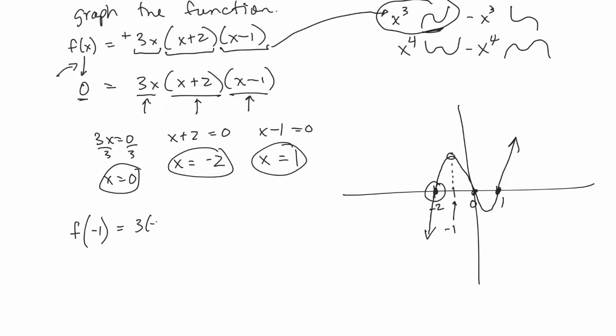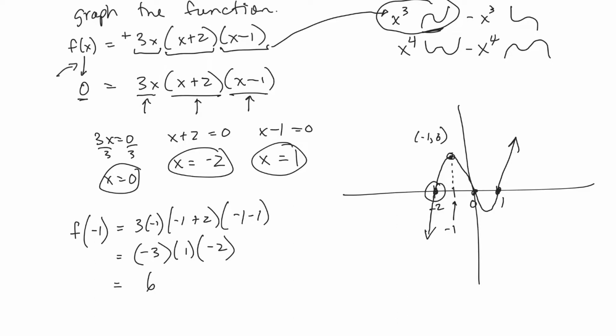It'd be 3 times -1, times -1 plus 2, times -1 minus 1. So this would be -3. This would be a +1. And this would be a -2. So -3 times 1 is -3. -3 times -2 turns out to be +6. So that point right there is going to be (-1, 6). And again, I could do the same thing there. I could plug in 0.5 and see how low it goes. But that's the general shape of the function.